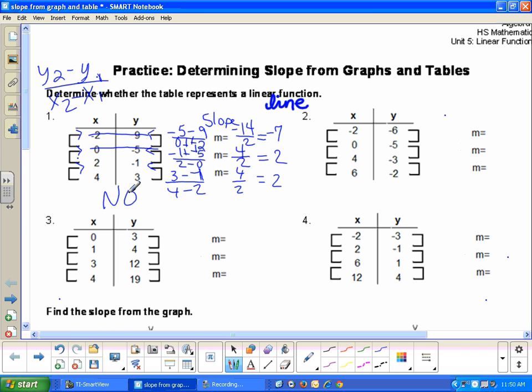Another way you could do that, you could get a graph and plot your points, or put those in the calculator, L1, L2, like we did at the first of the year. There are a lot of ways you can determine whether that's a line or not. But that's one way we can find slope when we have a table: subtract your y's, the difference in your y's, over the difference in your x's. Whether it's a point on a graph or in a table.